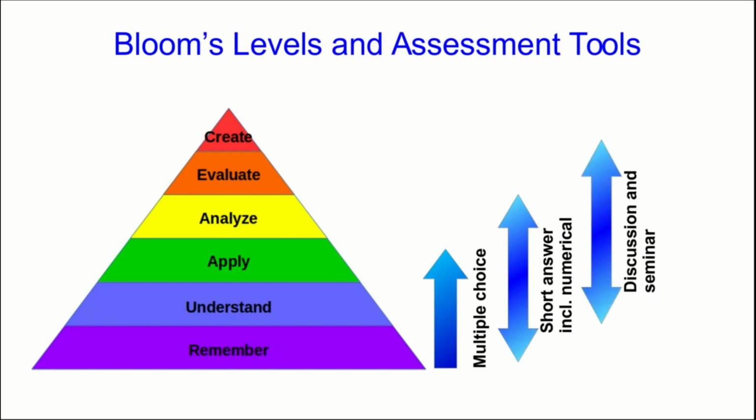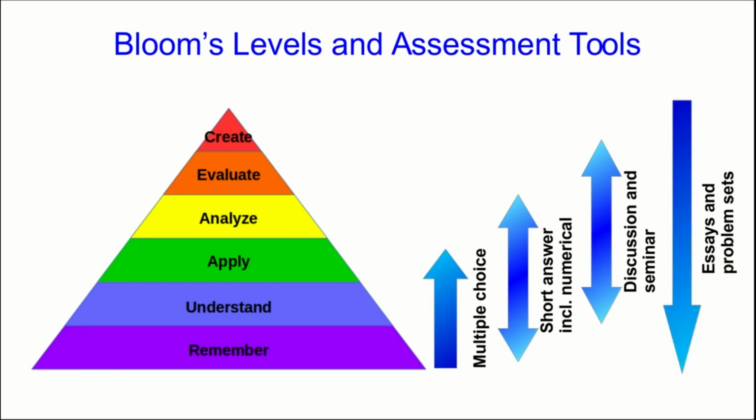Discussions and seminars are great at the mid-levels. They're not so great usually for getting up at the create level, and I suppose you could use them at the low levels like remember, but why would you? There are easier ways to assess there. Essays and problem sets and the like are good across the whole range, but particularly excel at the highest levels of Bloom's taxonomy. And what we've got here is a list from things that are easy to automate up to things that are nearly impossible to automate. Here is the thing you'll need to wrestle with.